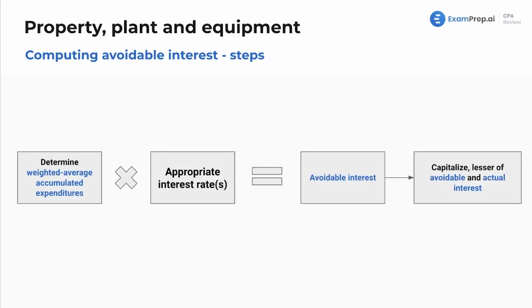All right. Well, computing avoidable interest, if you're not given that, how are we going to do that? We determine the weighted average accumulated expenditures, which, just like any other weighted average, we are going to time weight, and multiply those expenditures times the appropriate interest rates. That gives you the avoidable interest. And then, like we said, we capitalize the lesser of avoidable and actual interest.